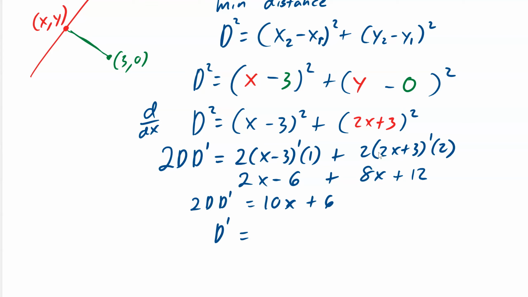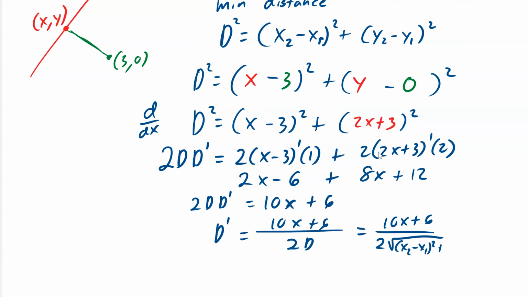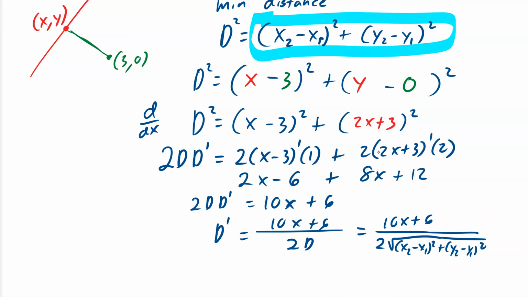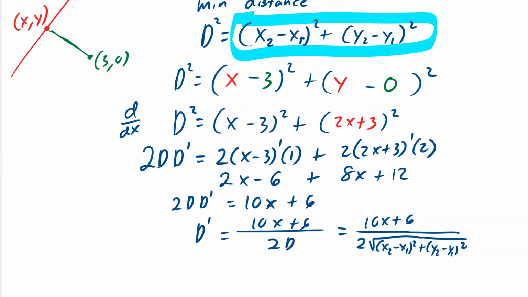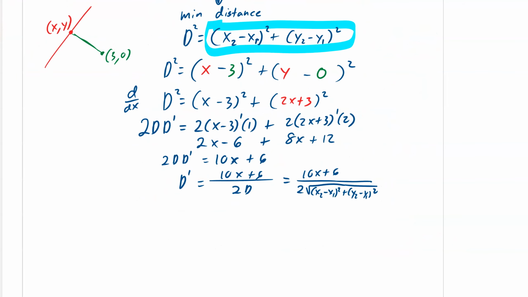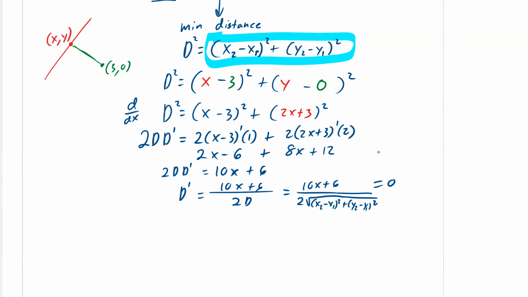And then now we can just solve it, and this would be 10x plus 6 over 2d. Well, d is just the square root of that. So this is 10x plus 6 over 2 square root of x2 minus x1 squared plus y2 minus y1 squared. So you can see all that really mattered was the numerator anyways, because that's what's going to give us 0. So if we set the top equal to 0, we get 10x plus 6 equals 0. So x equals negative 0.6.